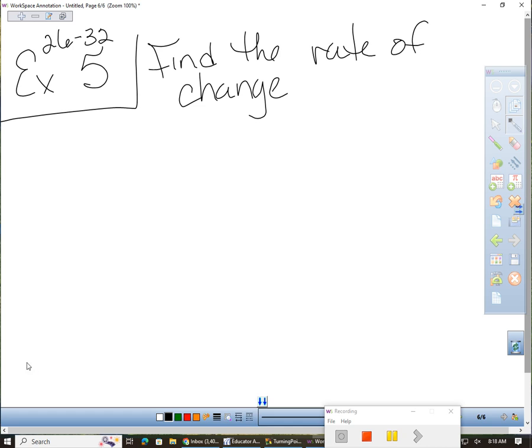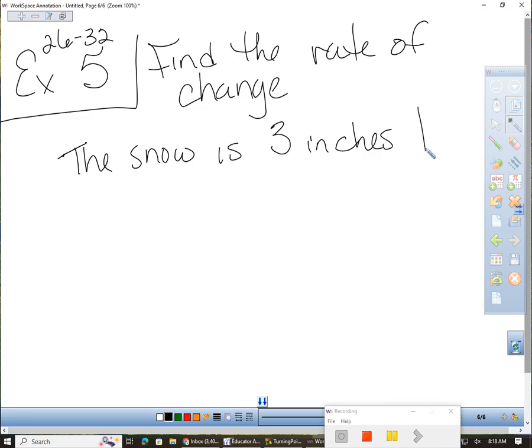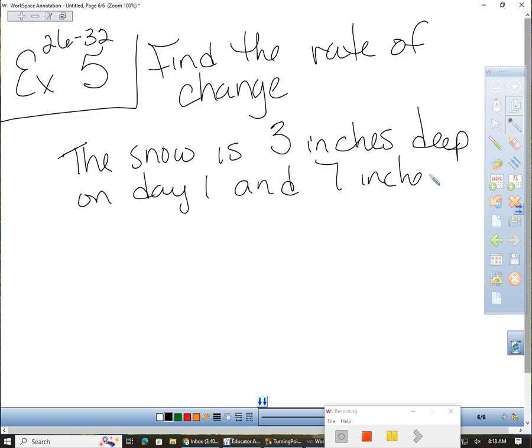And let's say the snow is 3 inches deep on day 1 and 7 inches on day 4.